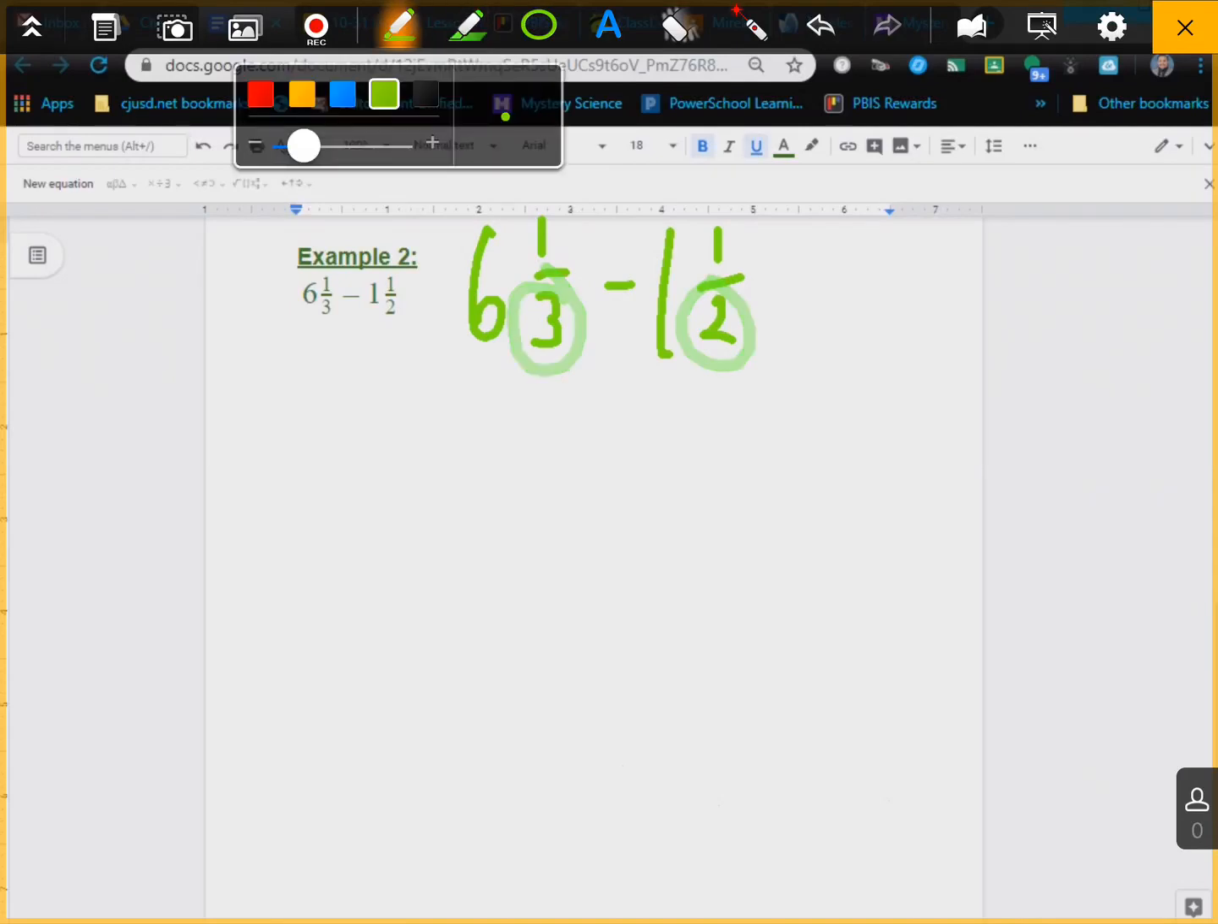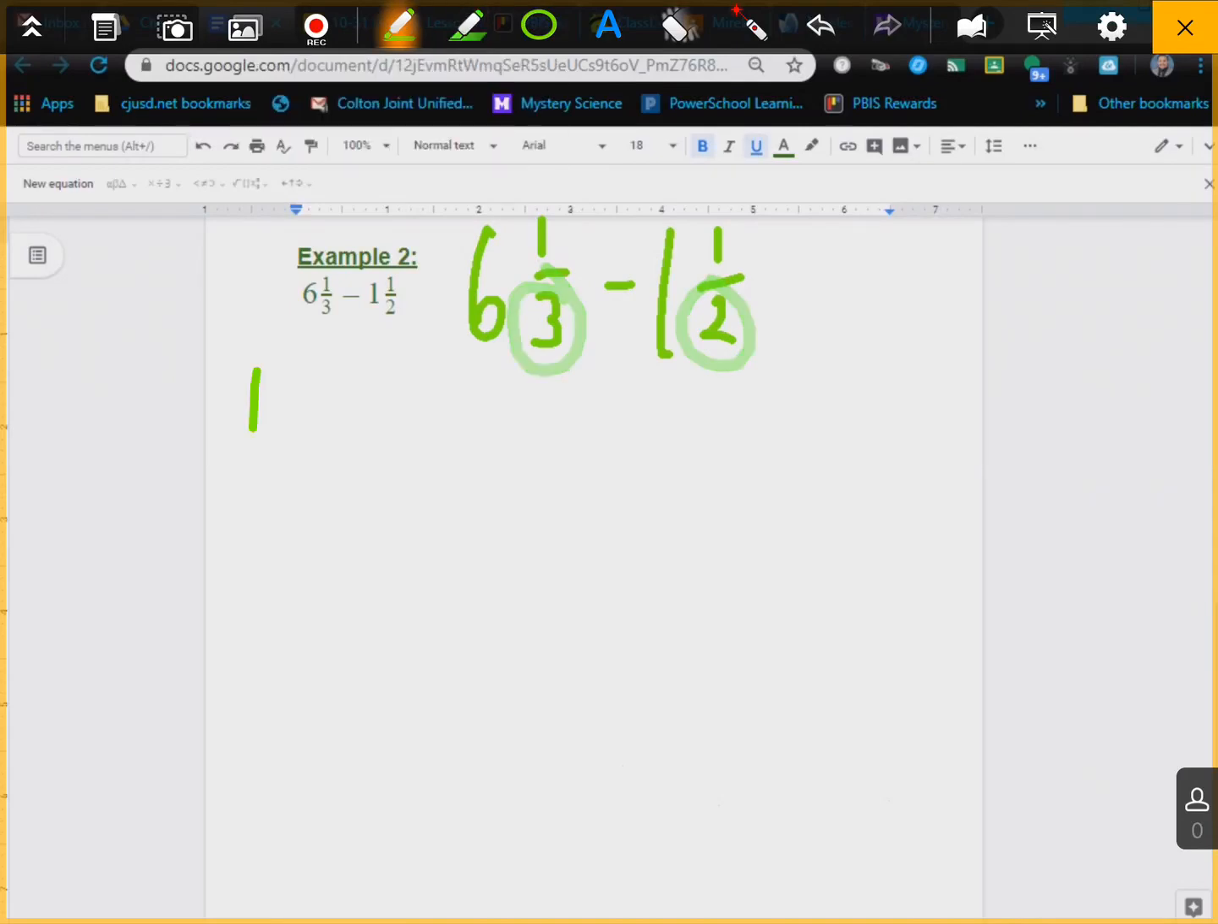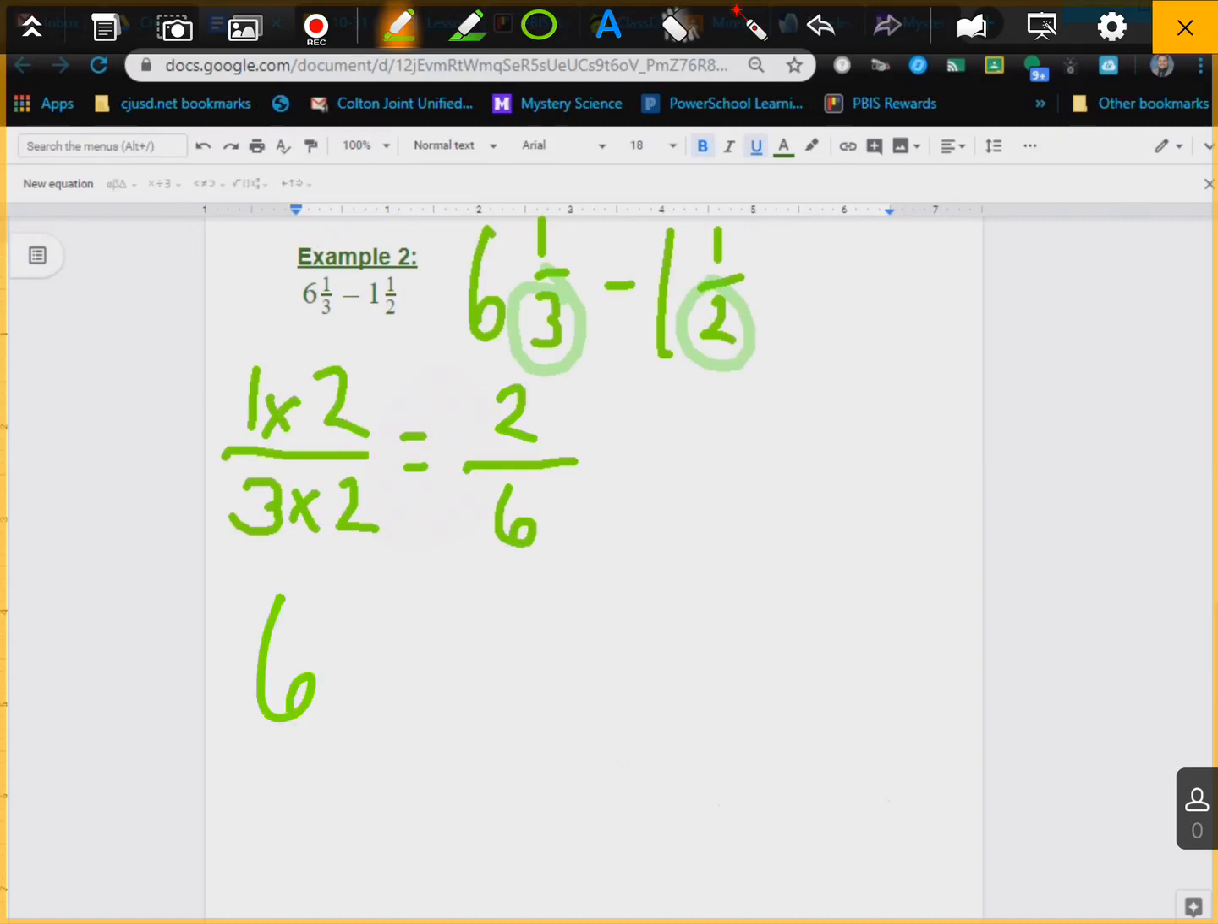I need to find a common denominator with the 3 and the 2. So I'm just going to multiply them. I know that 3 and 2 make 6. So I'm going to multiply the 3 by 2 and the 1 by 2. That gets me the 6 here, and 1 times 2 is 2. So that's going to be 6 and 2 over 6 minus, and instead of 1/2, I'm going to take the 1 and the 2 and multiply them by 3.